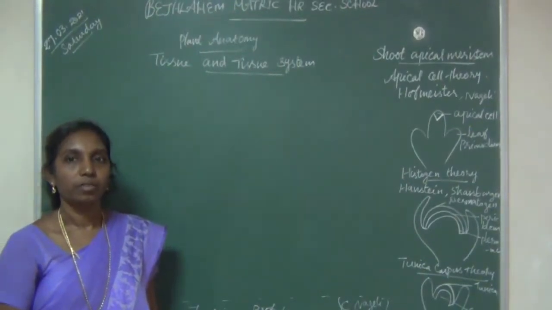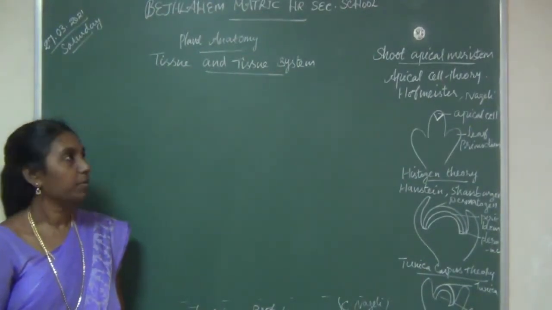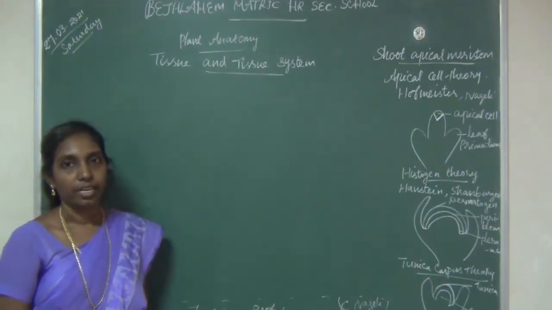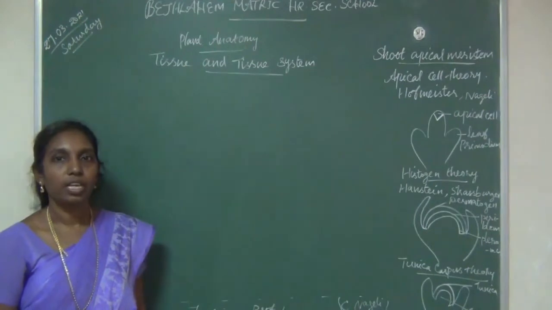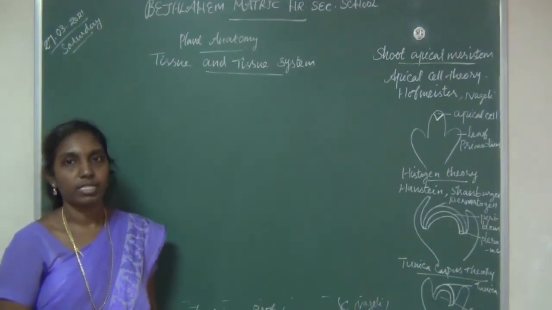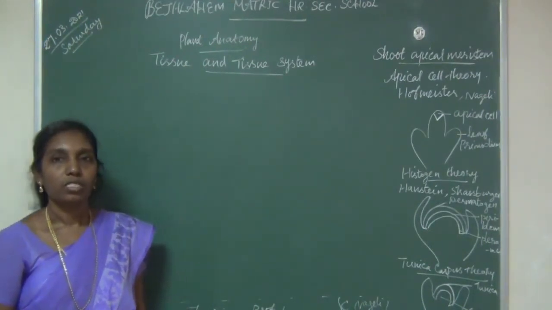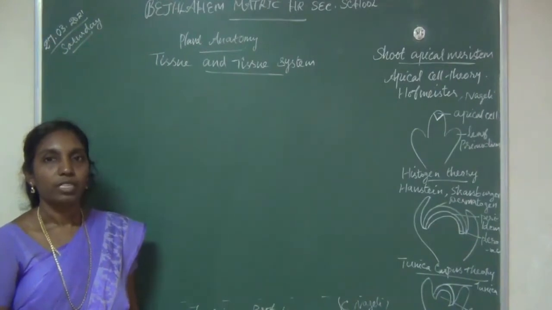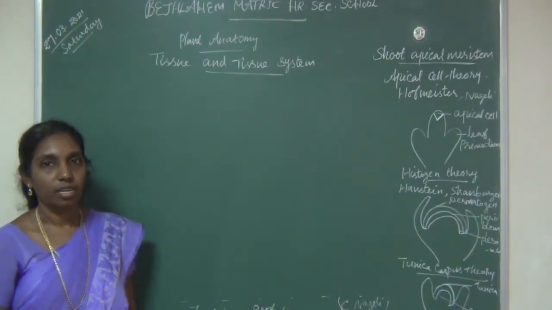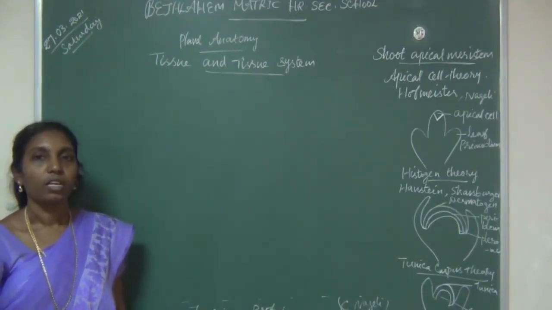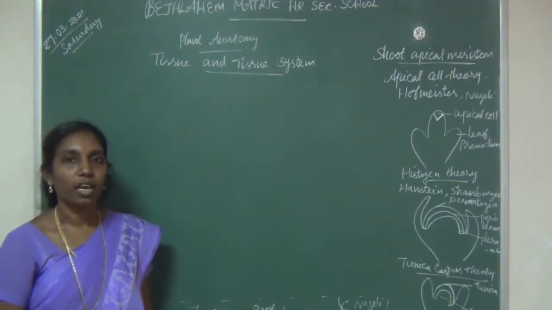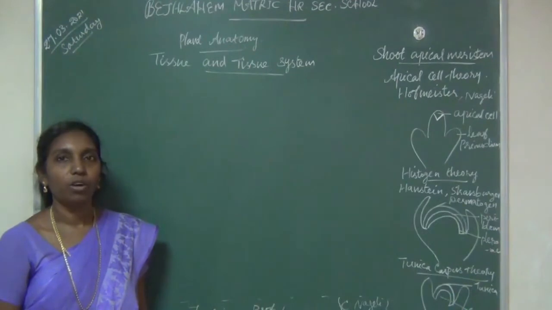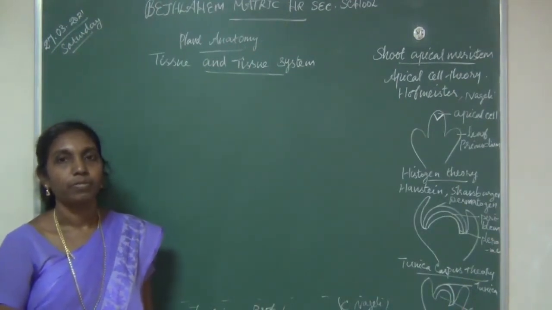Good morning, students. Let's move to the next chapter, plant anatomy. Here you are going to study tissues and tissue systems. You know, what is tissue? Before that, you studied about the cell. What is a cell, or define cell? Cell is the structural and functional unit of all living organisms.